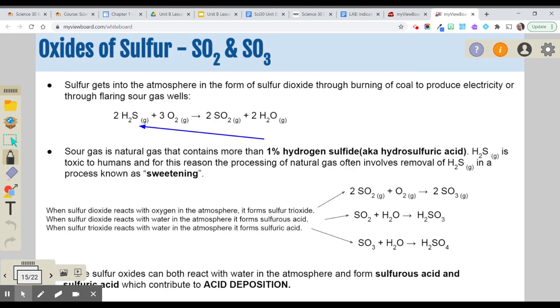So the other oxide that we need to look at is sulfur dioxide or sulfur trioxide. Sulfur gets in the atmosphere when we burn coal to produce electricity.